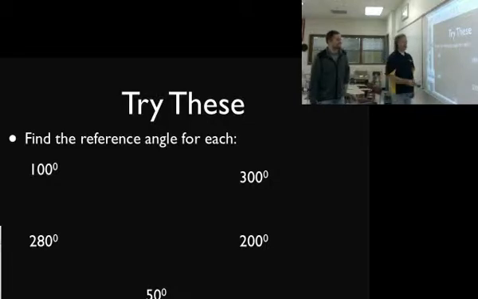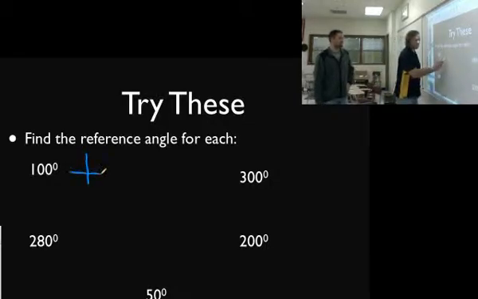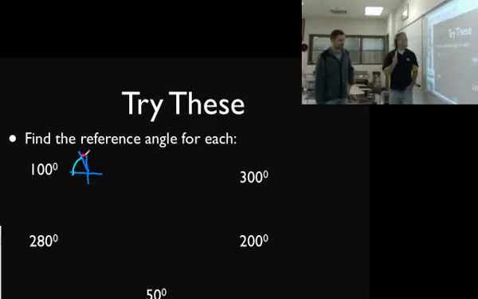All right, find the reference angle to 100 degrees. So here is 100 degrees. And the angle closest to the x-axis, I'm going to say, is right there. A lot of my students goof, and they try to find this one because it's a short one. No, it's the angle closest to the x-axis.